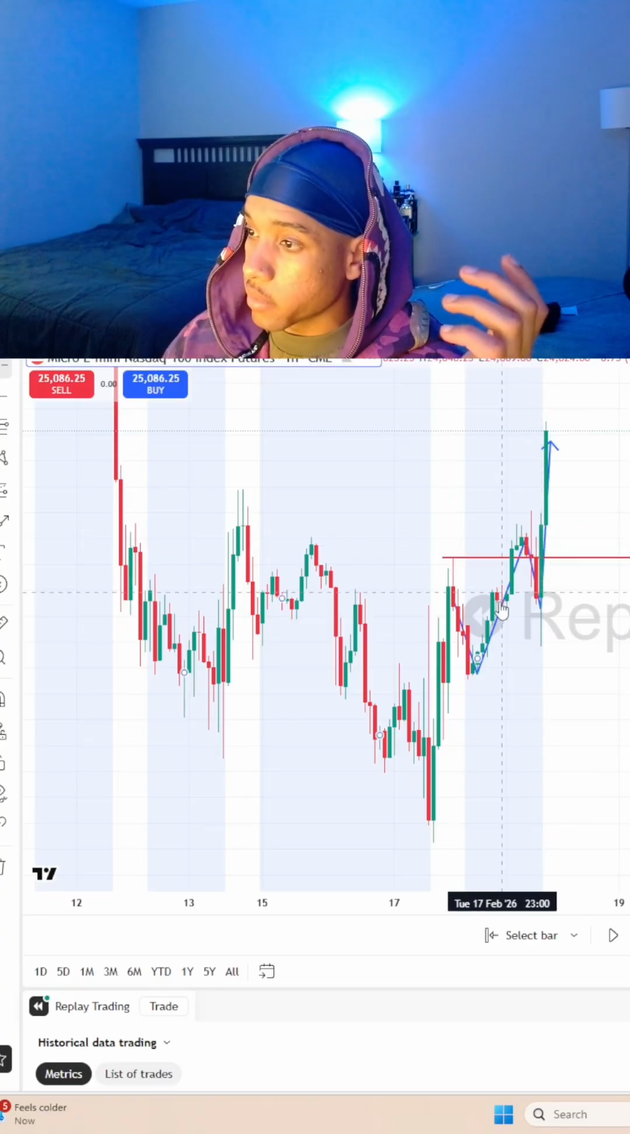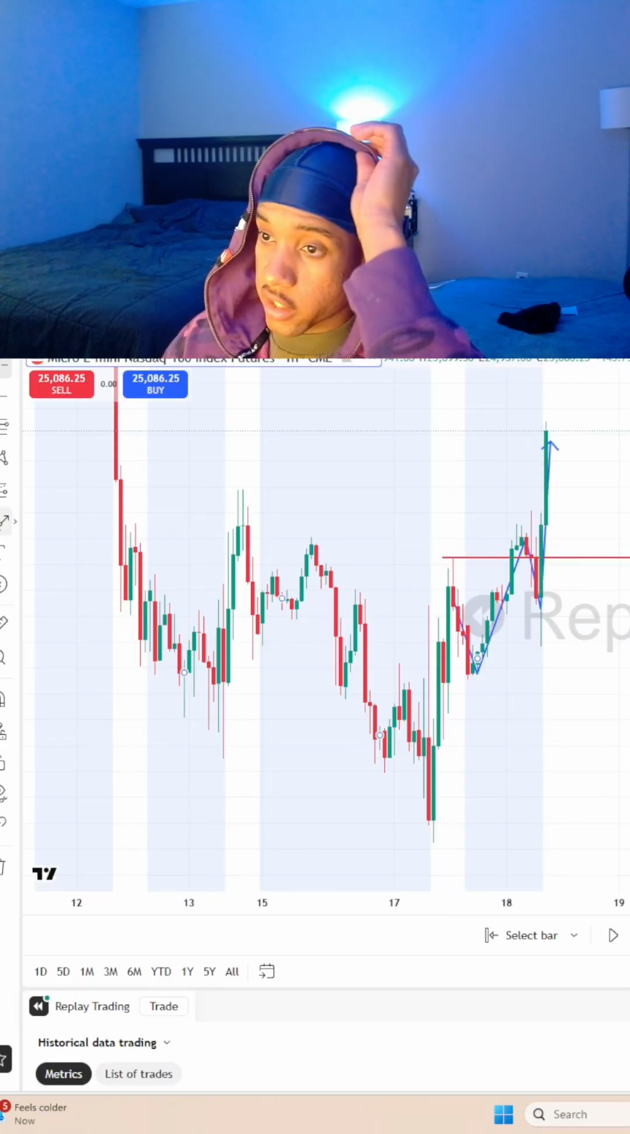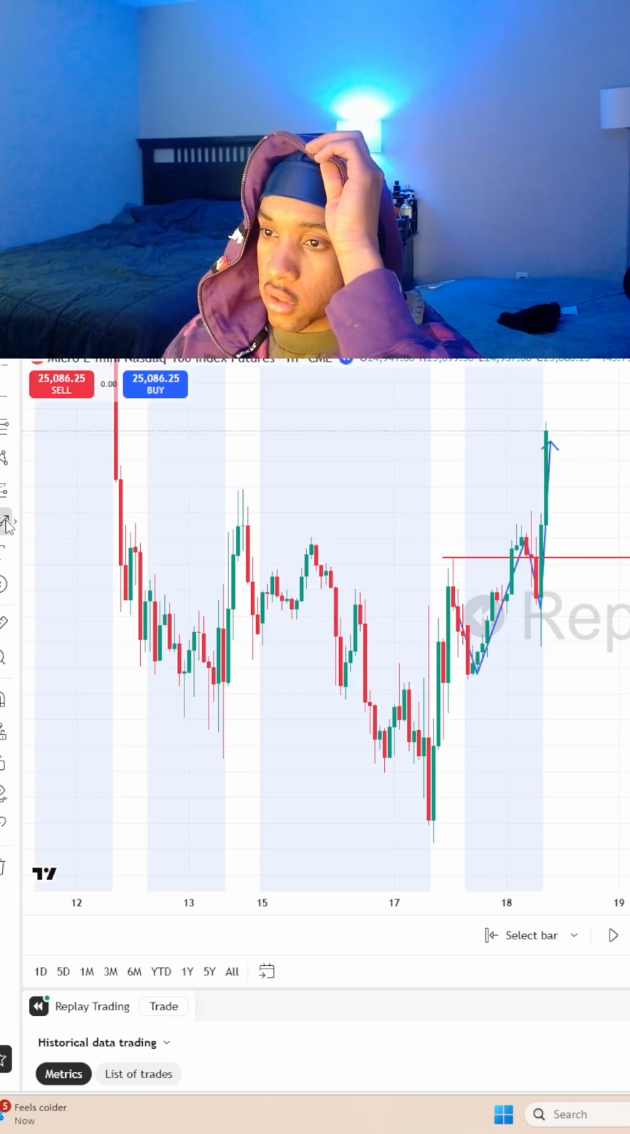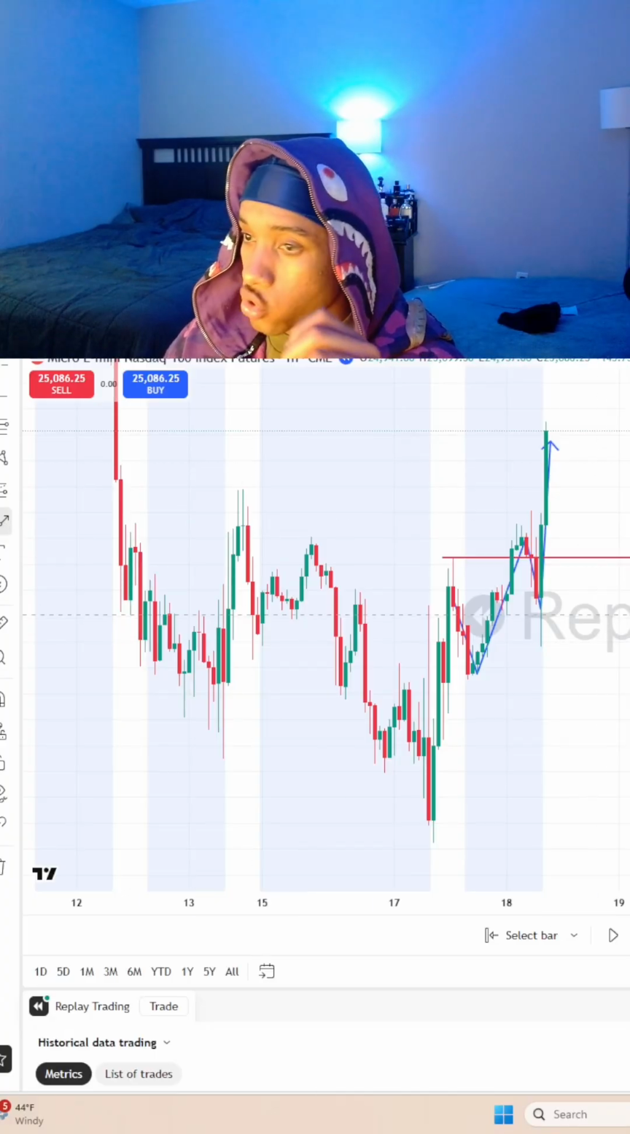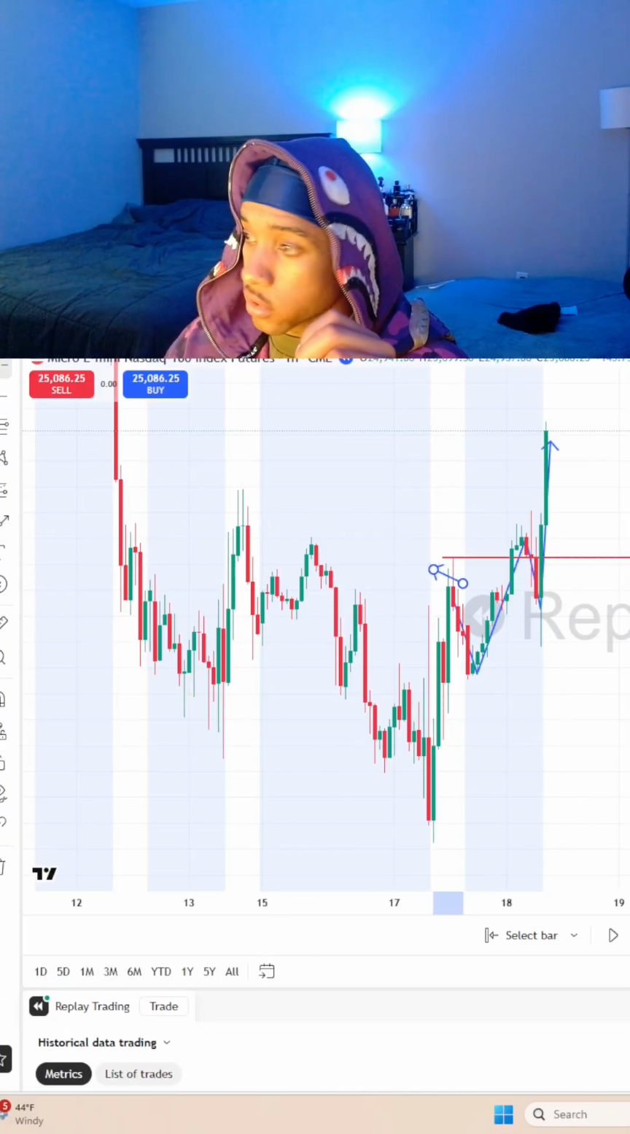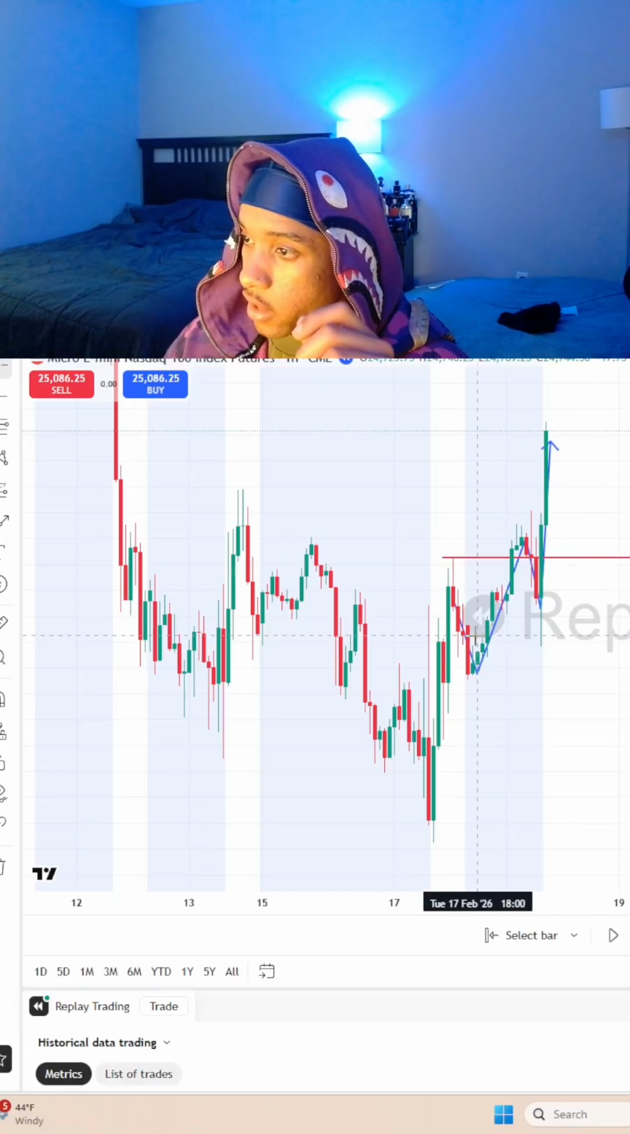Don't make it harder than it needs to be. Use this tool. It's called the path tool. Use the path tool over here. The path tool is over here on the side on TradingView, and mark it up.